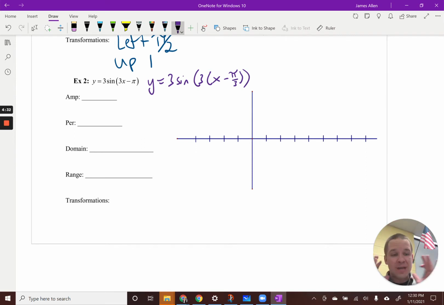Now I'm in a form where I can analyze that phase shift, or that transformation, which would be to the right, pi divided by 3. There's nothing added outside, so there's no up and down movement. That would be our only transformation here. My amplitude, I can see that already. It's 3. My period.